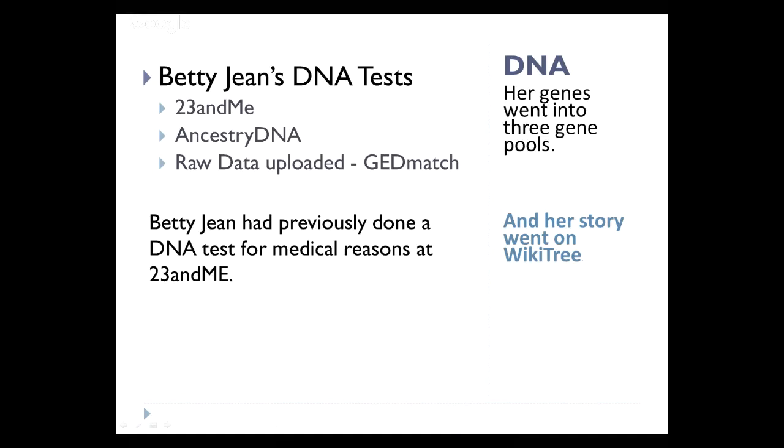So Betty Jean's DNA tests. She had 23andMe and Ancestry DNA tests done. And we took that information, we downloaded her raw data from both of those companies and uploaded it to GEDmatch. So we had a GEDmatch ability to do a lot of manipulation and analysis of her DNA. And we also put her information on WikiTree. WikiTree is the platform that I use for all of my clients and information for my own family, as well as the volunteer work that I do on WikiTree.